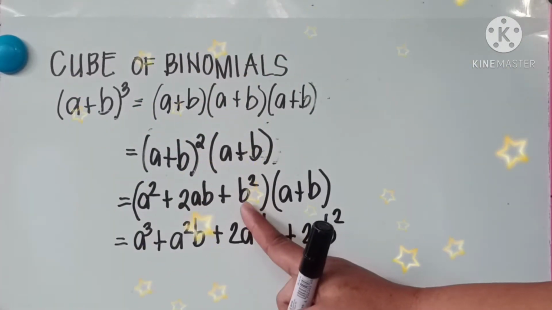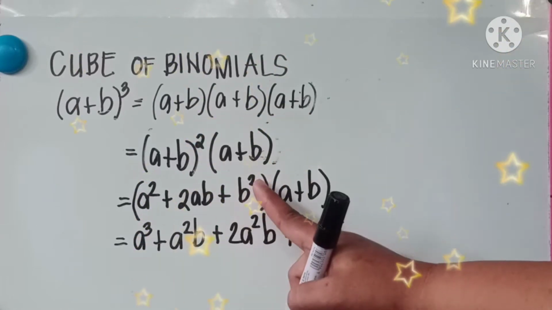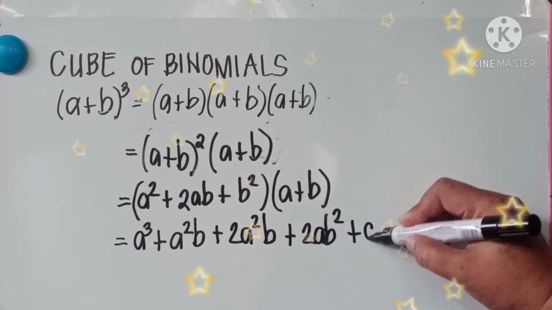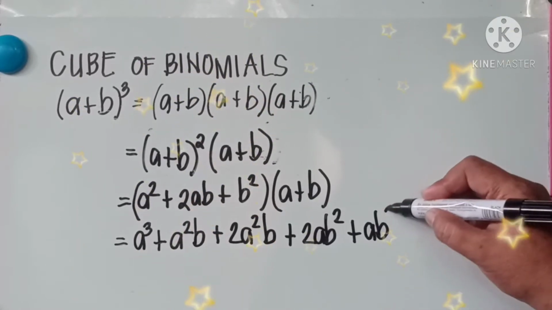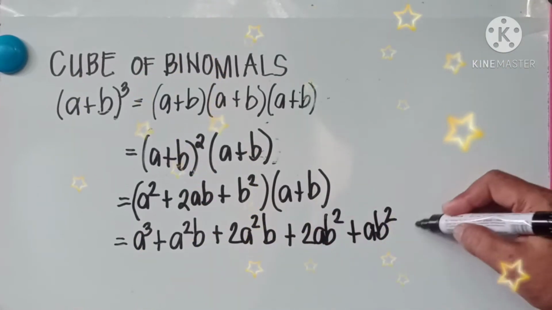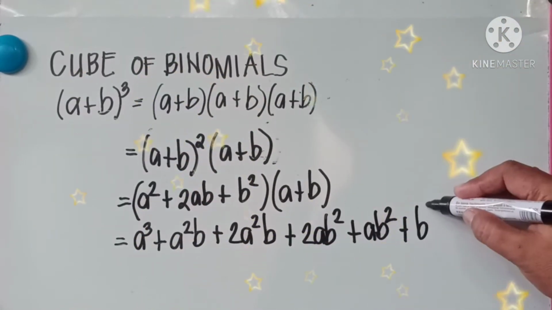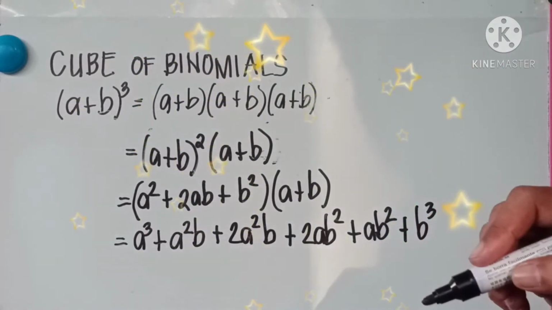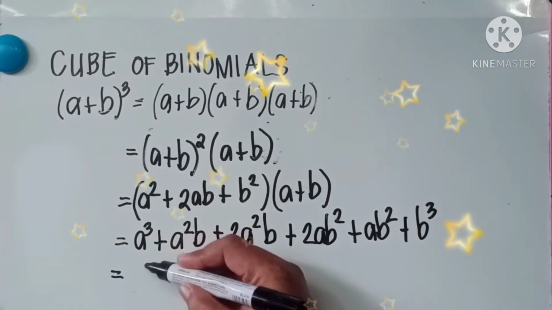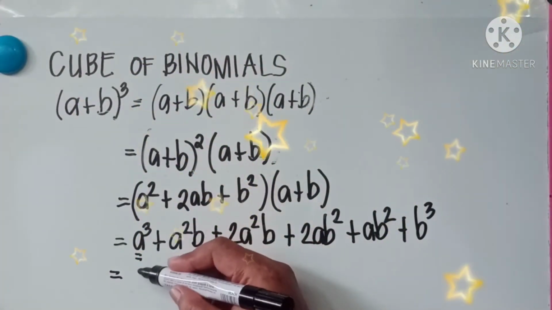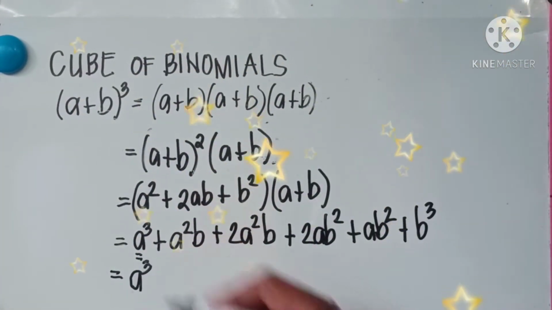Then after that, we have the last term, which is b squared multiplied by a. That is ab squared. Then b squared multiplied by b is b cubed. Then combine the similar terms. So we have here a cubed. There is no similar term for a cubed, so you write a cubed.